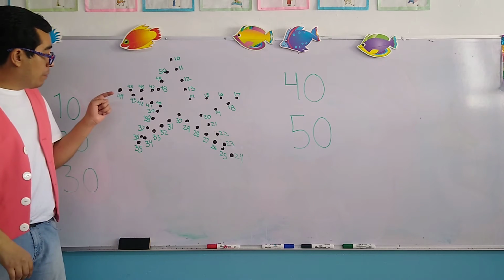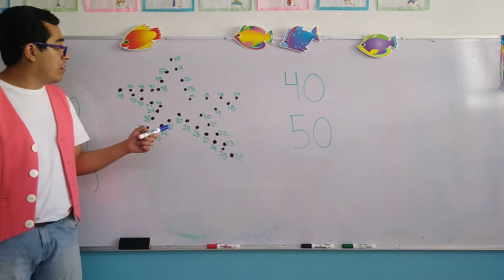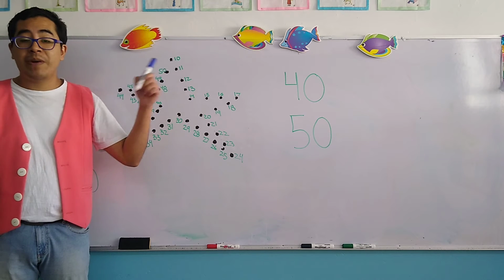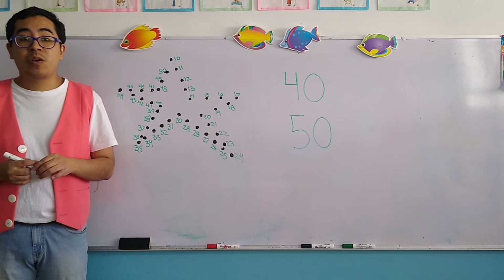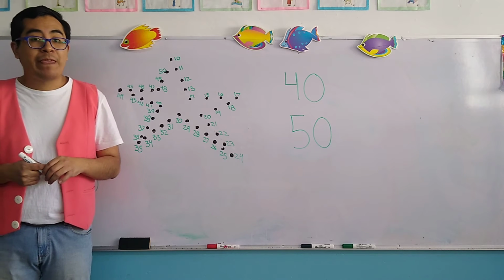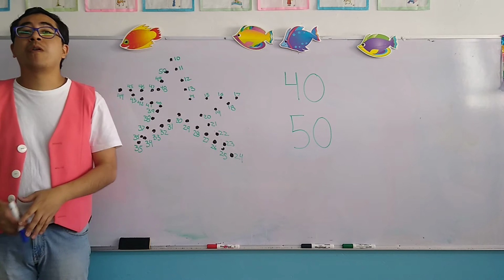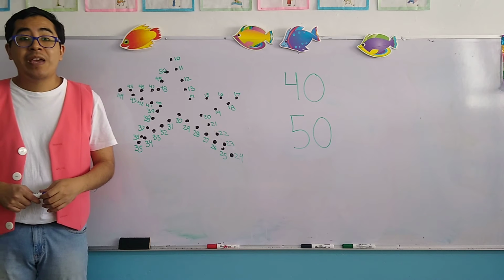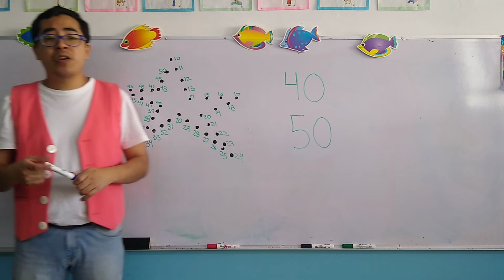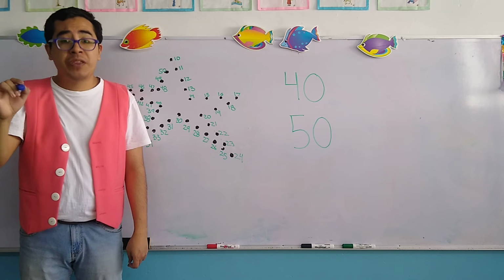Now, the starting point for this drawing begins with the number 10, okay? El punto de partida para comenzar el trazo de este dibujo va a empezar con el number 10, okay? Now remember, once again, all of these dots have a number on them, okay? Cada uno de estos puntitos tiene un número en ellos. Now, for this, I am going to make the trace.